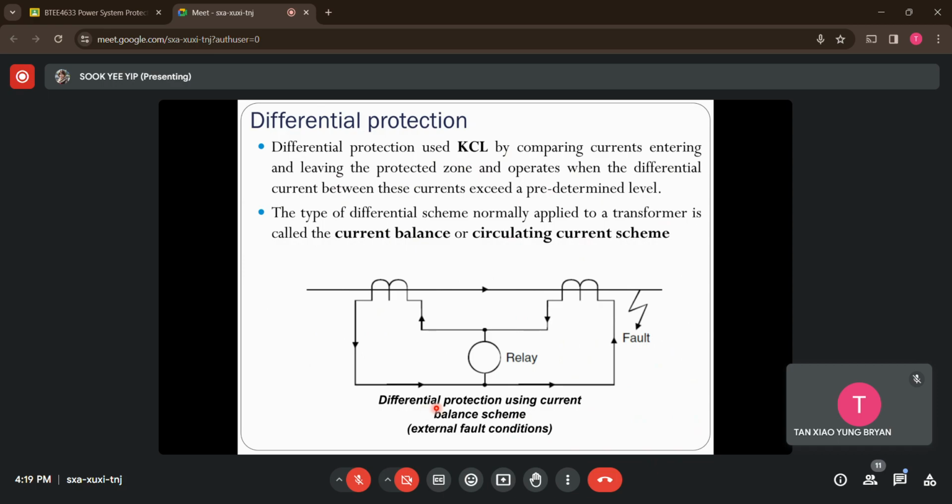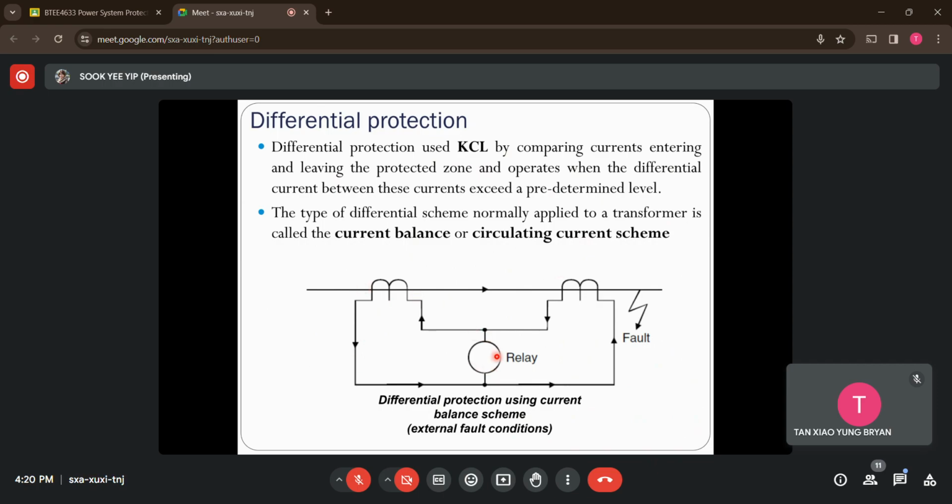How we can determine the protected zone is actually based on the current transformer placement. All right. So this is the current transformer. One and second current transformers measure the entering currents and leaving currents. So the components between these two current transformers are what we know as the zone of protection. Okay, so it will compare the entering current and leaving current of this protected zone. Here inside could be the transformer. Based on the measurement, it will send the signal to the relay like this.